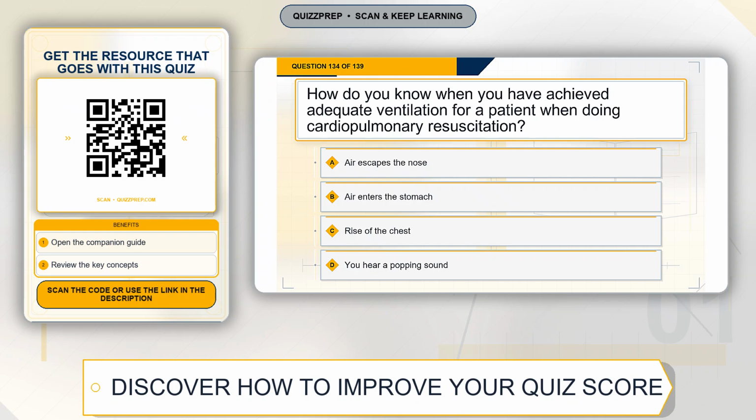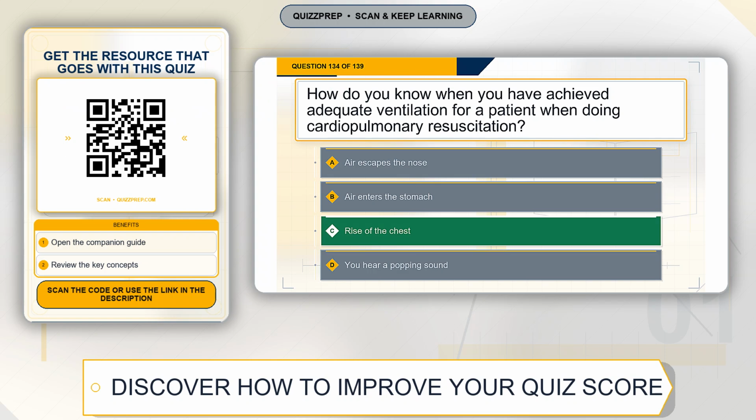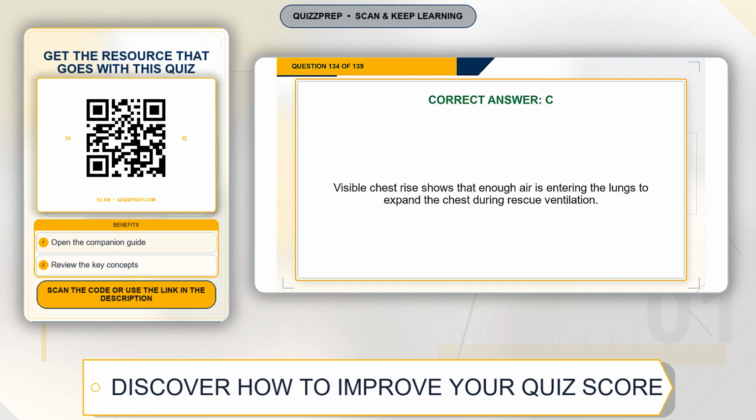Question 134. How do you know when you have achieved adequate ventilation for a patient when doing cardiopulmonary resuscitation? Option A, air escapes the nose. Option B, air enters the stomach. Option C, rise of the chest. Option D, you hear a popping sound. The correct answer is option C, rise of the chest. Explanation. Visible chest rise shows that enough air is entering the lungs to expand the chest during rescue ventilation.